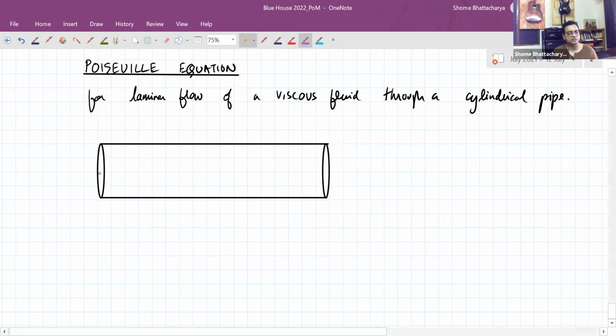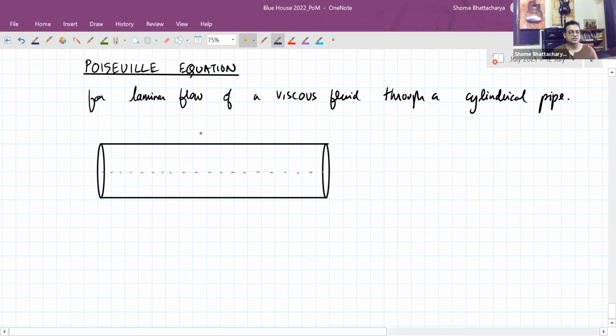And the other thing is that the flow of the liquid will be laminar in nature. So that means there will be a velocity gradient. The velocity will not be uniform. So this is the axis of the cylinder. We'll see that because of viscous forces, there'll be a radial velocity gradient that the fluid will have.